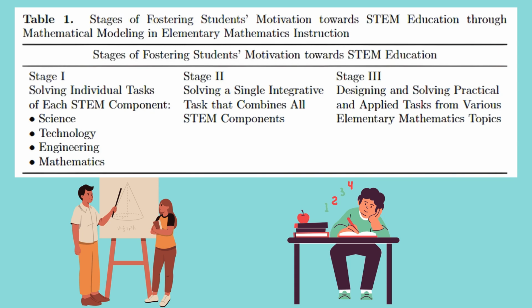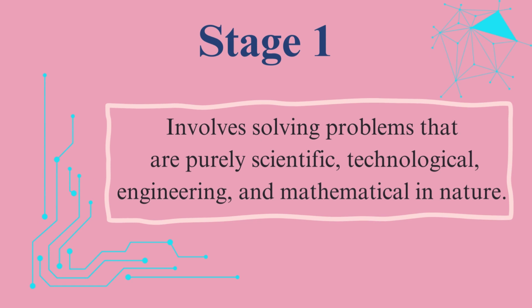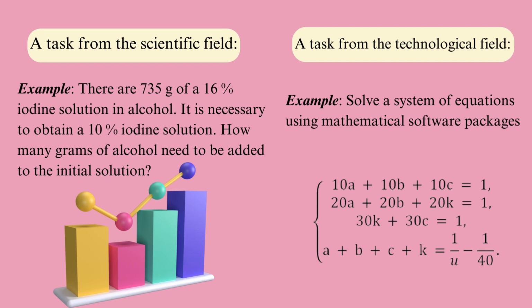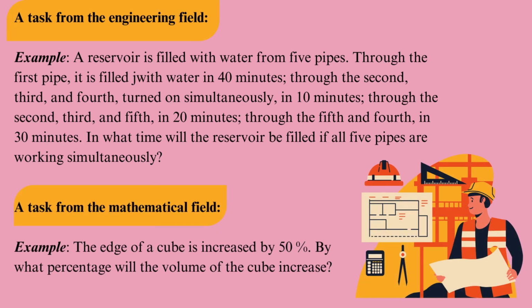The authors have devised a methodology for fostering students' motivation towards STEM education during their elementary mathematics studies. This methodology encompasses 3 stages, which are detailed in the table presented on the slide. Stage 1 immerses students in solving tasks purely related to the natural, technological, engineering, and mathematical domains. The primary goal of this stage is to equip students with the skills and expertise to tackle problems across diverse fields. Collaborative learning forms the cornerstone of this stage. On the slides you can see examples of such tasks.